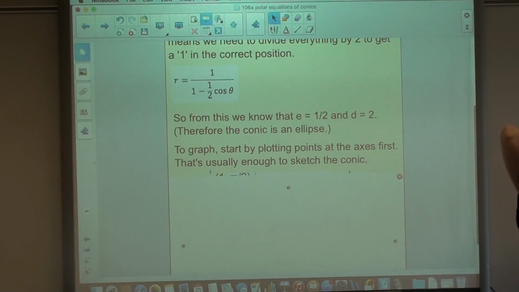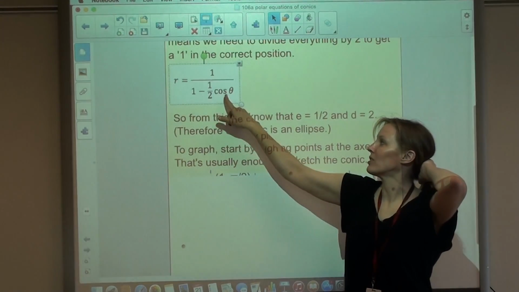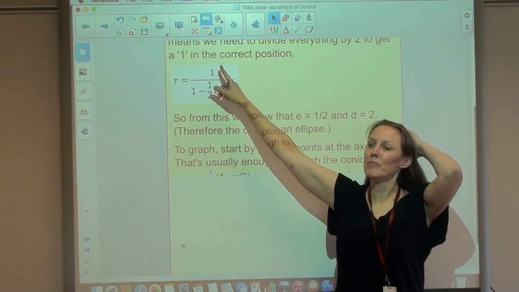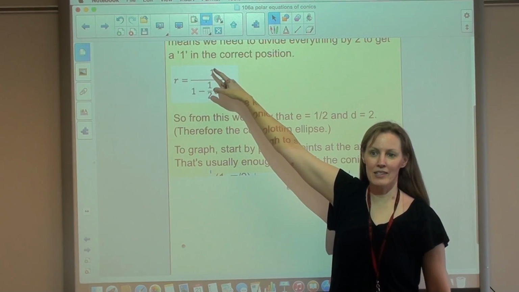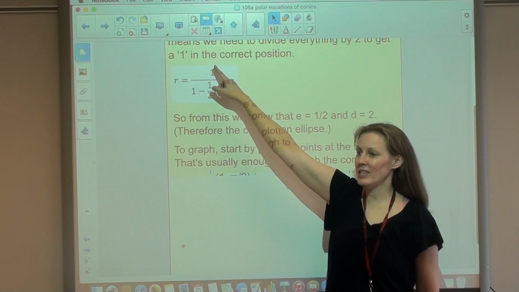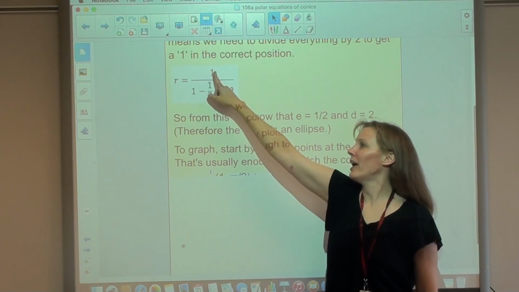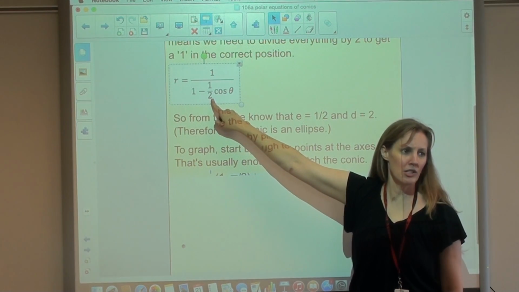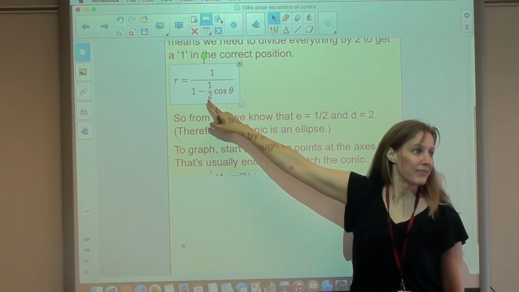How do you know E is 1/2 and not 2? Because E is always the number in front of the trig function. Guys, you have Mr. Ed on top, right? So you have ED, okay, so Ed is on top, but E is also right here. It's always the number in front of the trig.